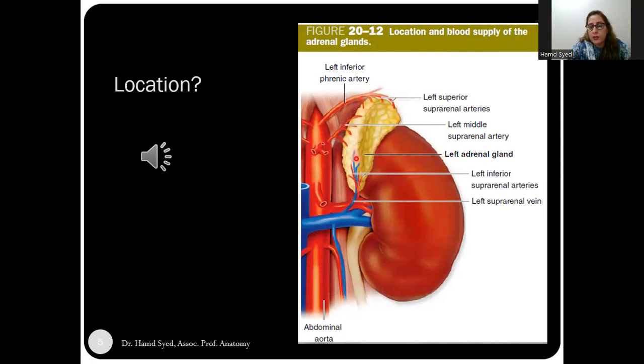This suprarenal gland is supplied by 3 arteries, which are named the superior, middle, and inferior suprarenal arteries. As you can see from this diagram, the superior suprarenal artery is a branch of the inferior phrenic artery. The middle suprarenal artery is a branch of the aorta, and the inferior suprarenal artery is a branch of the renal artery. The venous drainage of this suprarenal gland is by the single suprarenal vein, which drains into the renal vein on the left side. And in case of the right suprarenal gland, it drains directly into the inferior vena cava.